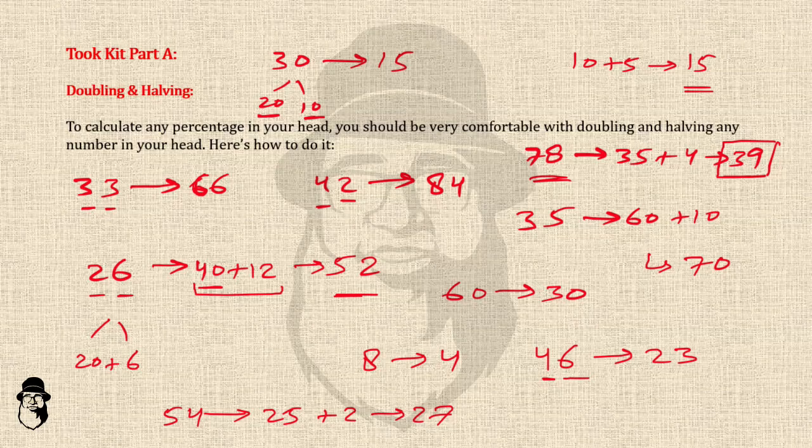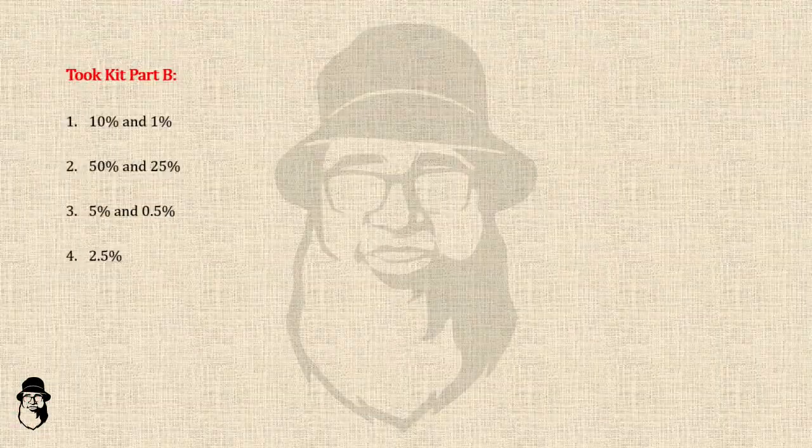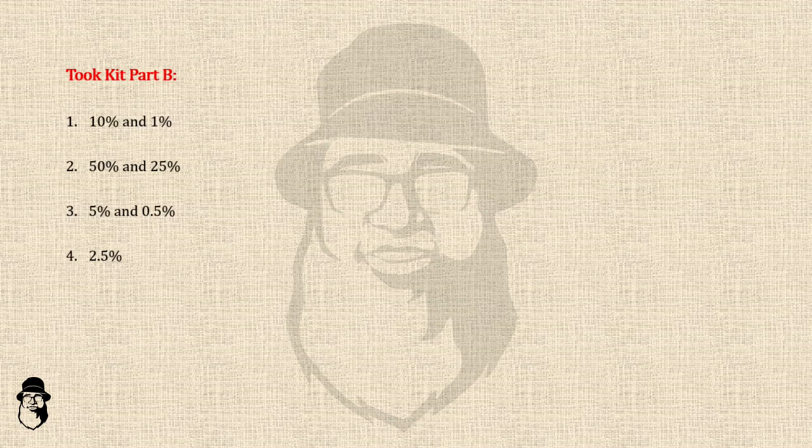So this is toolkit part A, that you should be very comfortable with doubling and halving any number. And toolkit part B is, we have some percentages that are very easy to get and that are frequently used. If we know how to get those percentages, we can get any other percentage using those percentages. So that is our toolkit. For the sake of simplicity, we will take 640 as our example, right?